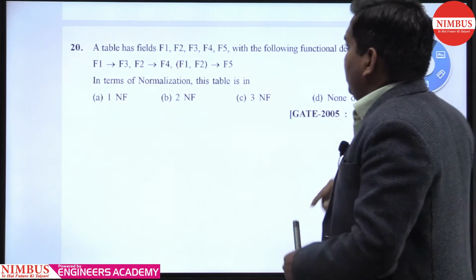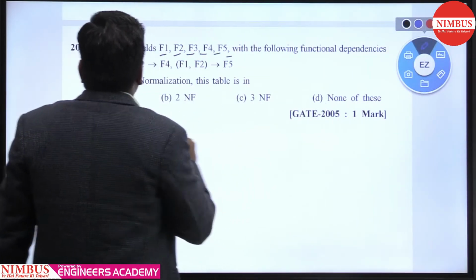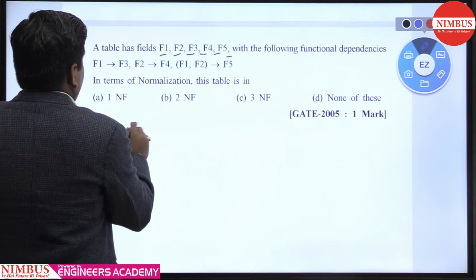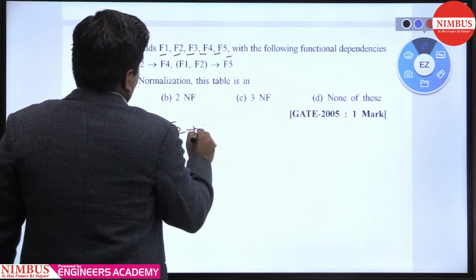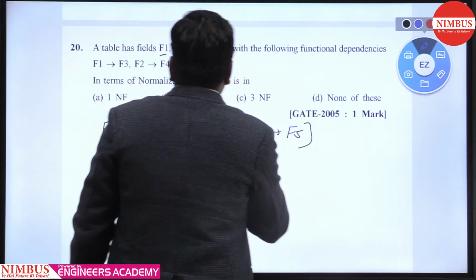This question comes from GATE 2005, 1 mark. He is asking about a table with 5 attributes F1, F2, F3, F4, F5, and the FDs are given: F1 to F3, F2 to F4, and F1, F3 to F5. He is asking about the normal form.